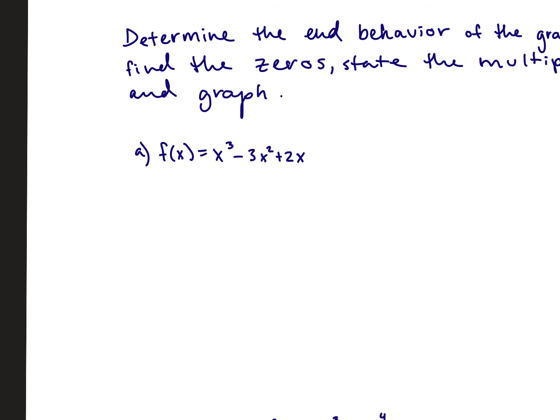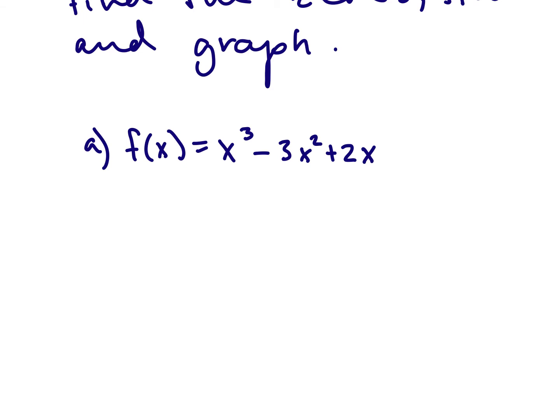I do need to see that the ends of your arrows are going in the correct directions, and I need to see the action at the x-axis. What is going on there? We'll talk about that in a second. But if I'm going to determine the end behaviors of this graph for letter A, first I need to make sure that my polynomial is in standard form, correct? Is it? Yes. Okay.